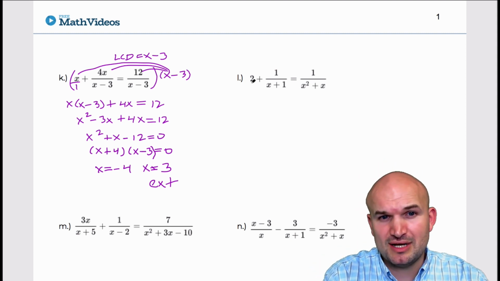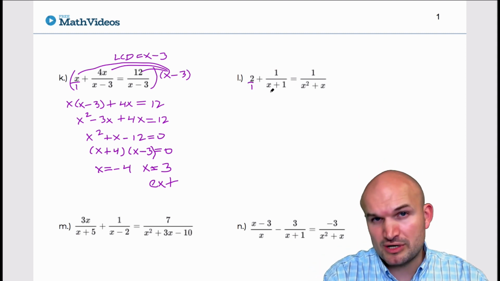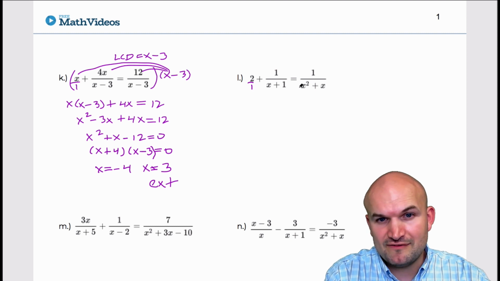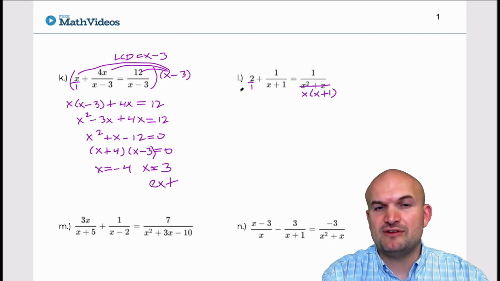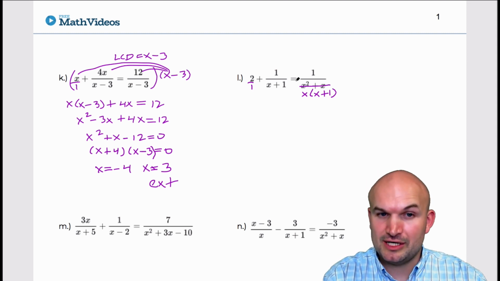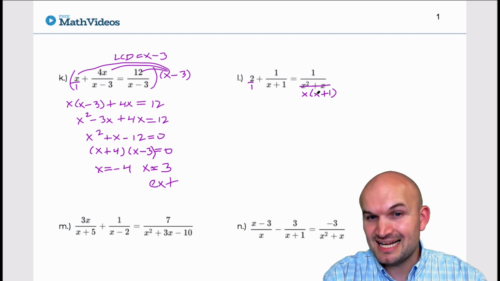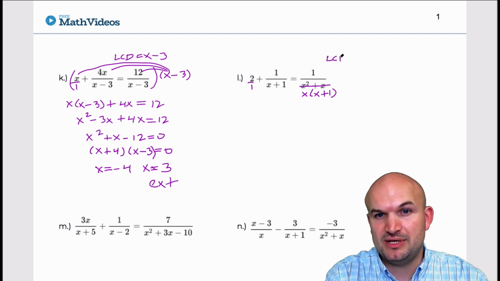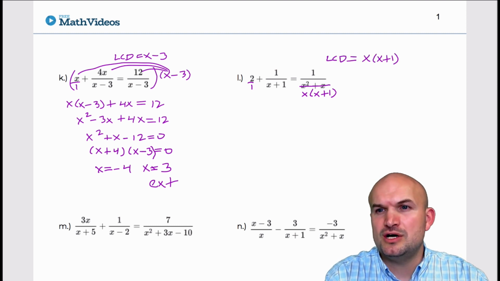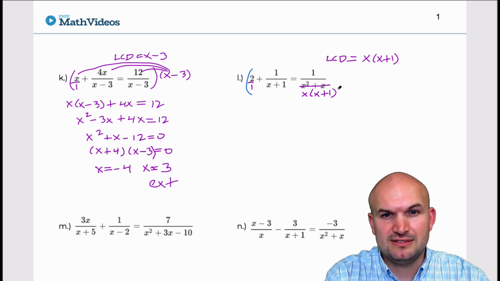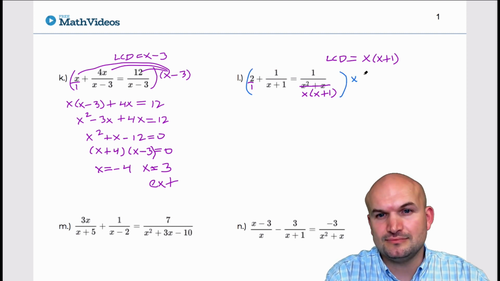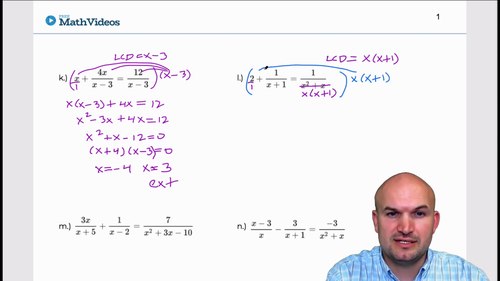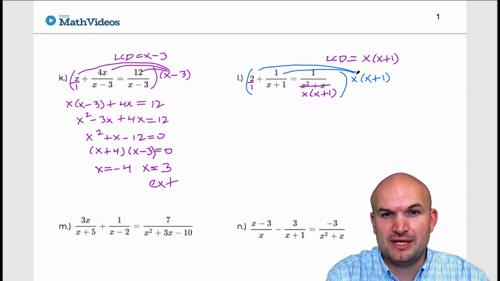Over here, it's very similar. Again, I have a number here, 2, so I'm going to write that as a fraction. Here, I can factor this into x times x plus 1. So therefore, you can see that my common denominator of 1, x plus 1, and x times x plus 1 is just going to be x times x plus 1. So I'll multiply everything times the common denominator, so I won't have any more denominators.